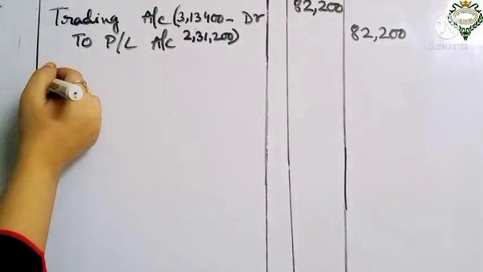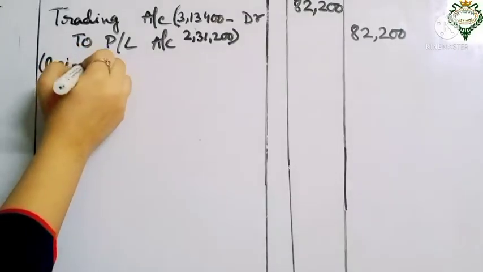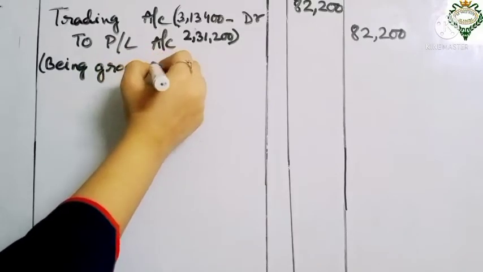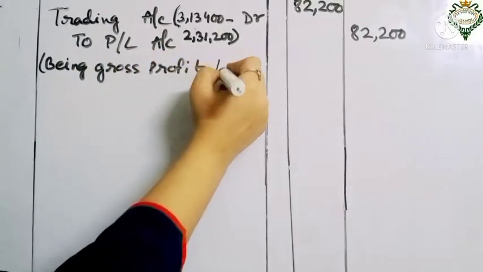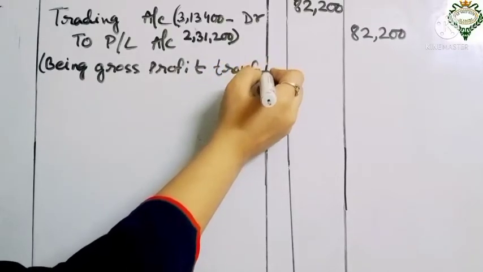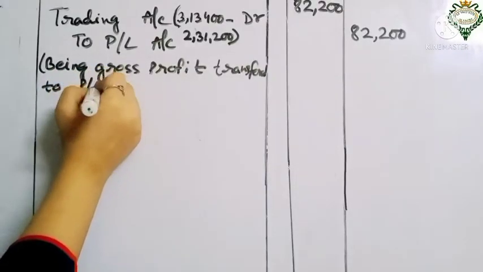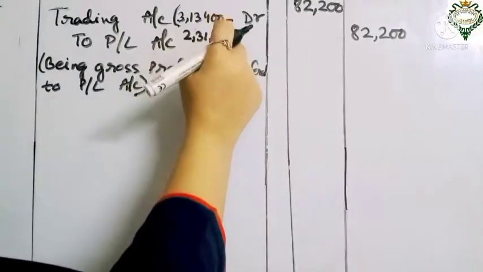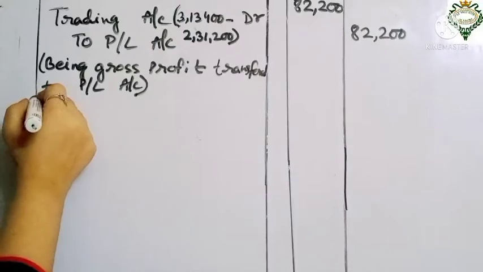So that trading amount will be transferred to profit and loss account, okay. So next we have to write the narration for this, like being gross profit transferred to profit and loss account, okay. So this we have found out, the gross profit, and that we have transferred to profit and loss account.